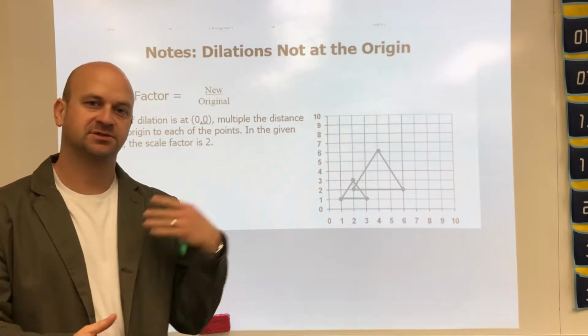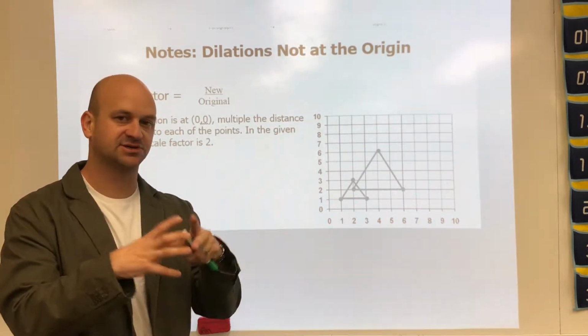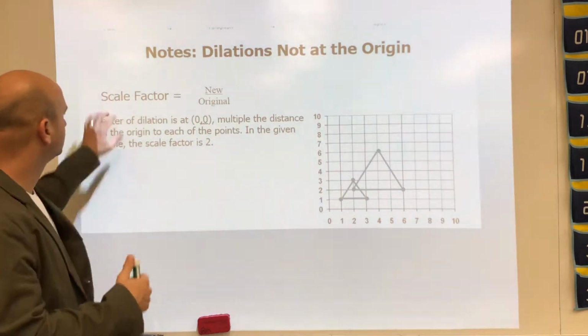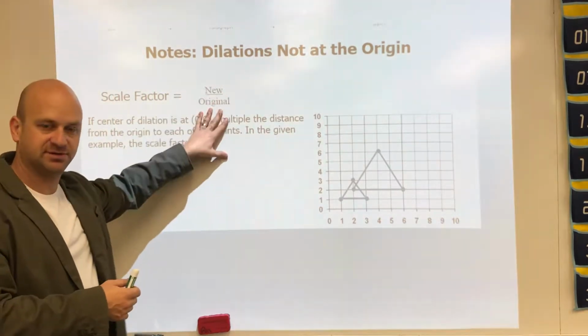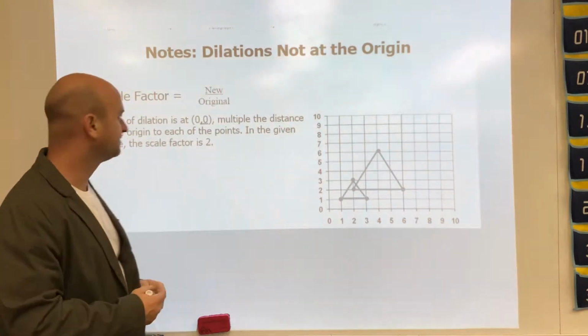So from our last lesson, we talked about dilations with the center at the origin. Today we're going to talk about what happens when the center is not the origin. So again, scale factor is the new divided by the original, whether it's a length or the coordinate. That's our formula for scale factor.